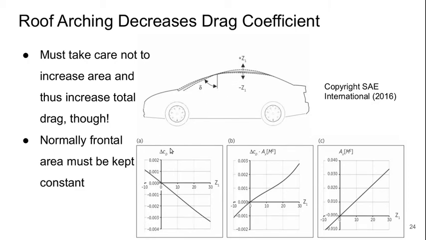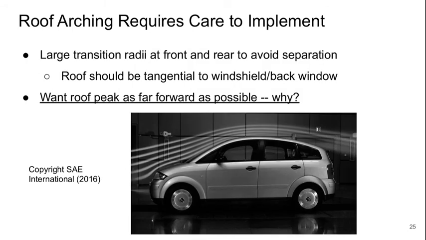We start on the figure on the left at the bottom. What we see is that as we move Z1 up, which is going to arch the roof, the drag coefficient of the vehicle goes down. But if I take the product of the drag coefficient and the frontal area of the vehicle, I see that's going up when I move that up, and that area rises faster than the decrease in drag coefficient. So the CD times A is going up, and that means the vehicle drag is going to go up. So we'd have to do this in a way where we didn't change the Z1 if we wanted to get a benefit with regards to drag. So we have to be careful about how we implement this roof arching as well.